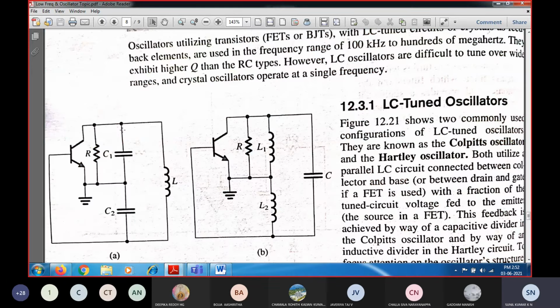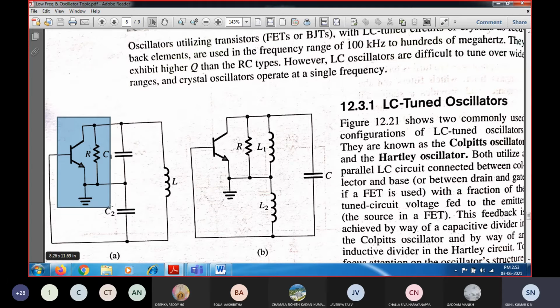So if you have a feedback element in this fashion, with two capacitors and one inductor, then that type of oscillator would be called a Colpitts oscillator. So you have a Colpitts oscillator as well as a Hartley oscillator. Here we'll just look at the circuit diagram. The circuit diagram remains the same. You will have one amplifier network, which can be either a BJT, a FET, or any operational amplifier.